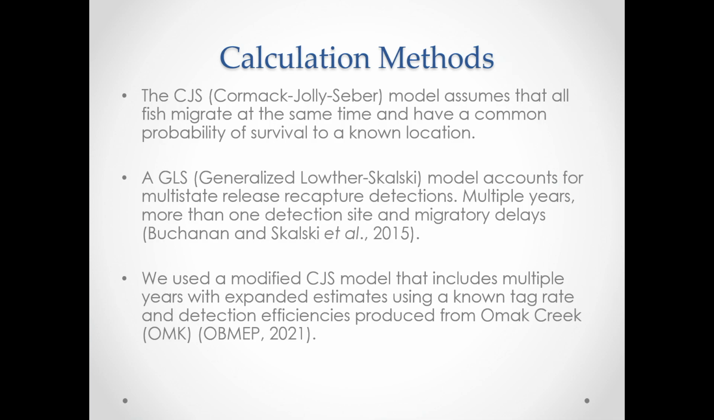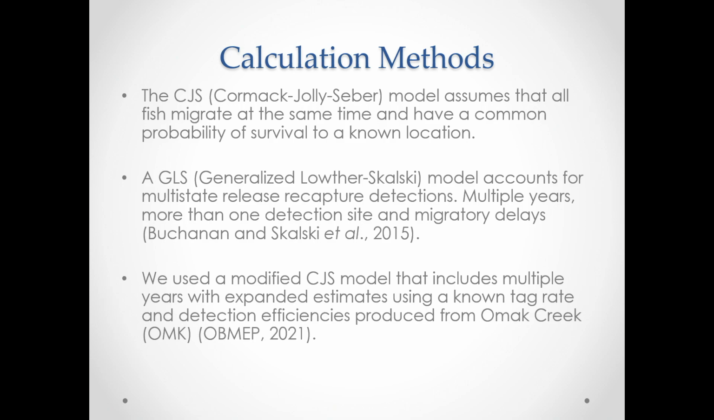So there's a few different methods. Most people, when they're monitoring outmigration estimates, use a CJS, or Cormack-Jolly-Seber, method. It basically looks at migration rates at the same time, same location, and a probability of survival to a known location. The CJS model, which is the Lower-Skalski model, accounts for multiple sites and multiple years, recapture detections, and things of that nature. So we sort of followed that as well and used a modified CJS model.